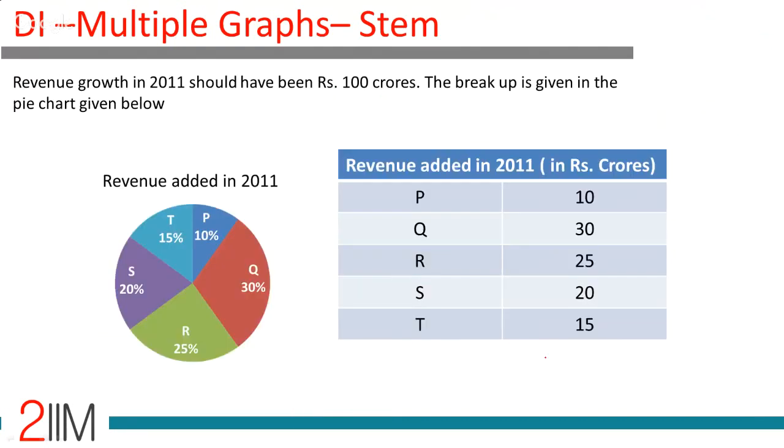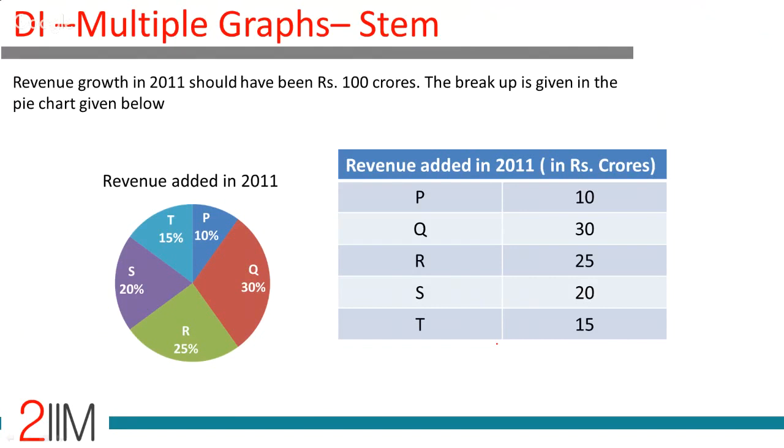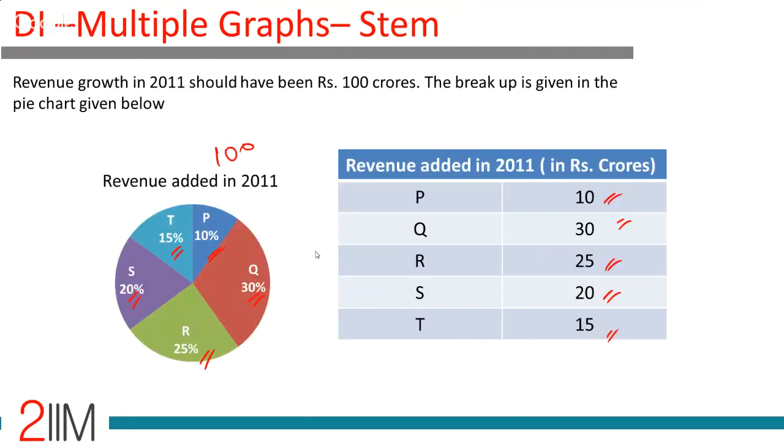Now, revenue growth in 2011 is 100 crores. You've seen from here to here is 100 crores. We know revenue added, the share. The revenue added total 100 crores was 10%, 30%, 25%, 20% and 15%. Or the revenue added actual number would be 10 crores, 30 crores, 25, 20 and 15. If you go back one step, 10 crores added 160, 30 crores added.